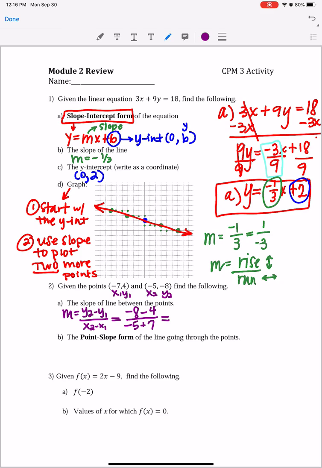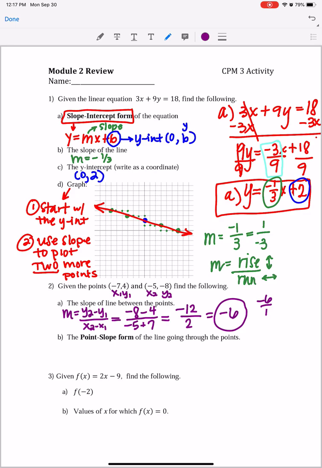So now simplify. Negative 8 minus 4 is negative 12. Negative 5 plus 7 is 2. So my slope here is negative 6. Okay, and if you wanted to say negative 6 over 1, so you know your rise and your run, that's perfectly fine. But negative 6 is fine. So then we want to put this in point slope form.